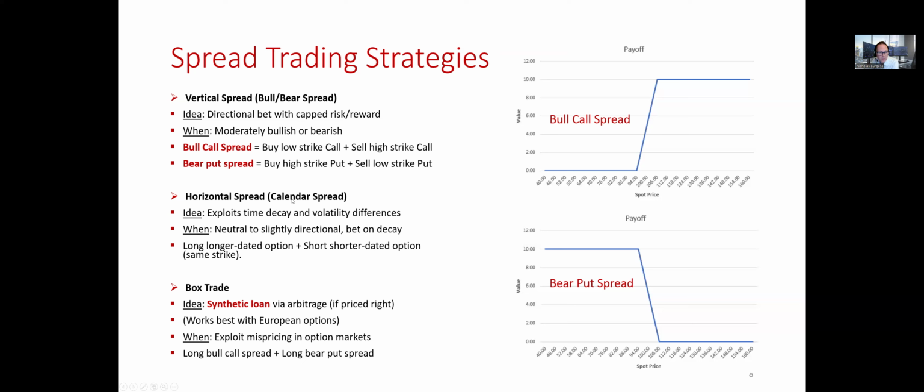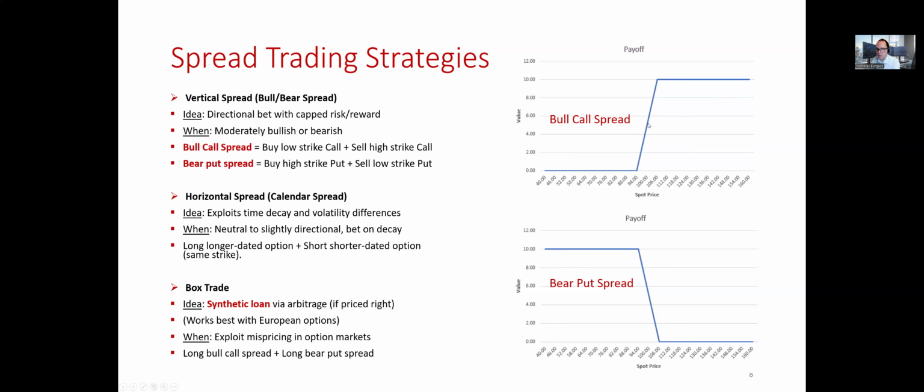So that's the calendar spread, and then we've got a very interesting one, which is the box trade. The idea is it's a synthetic loan via arbitrage if executed and priced correctly. It works very well with European options, and we exploit mispricing in option markets as well, potentially. The idea is you go long a bull spread and you go long a bear spread. If you superimpose these two payoff diagrams, below 100, say 94-ish, on the lower end you can see we make 10. On the upper end, we make 10, which is just the difference between the strikes that I've chosen.